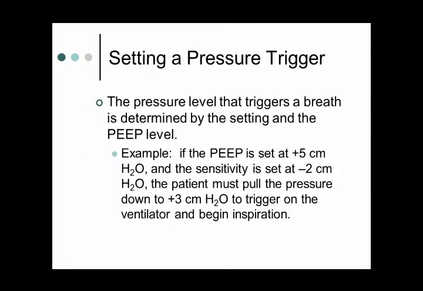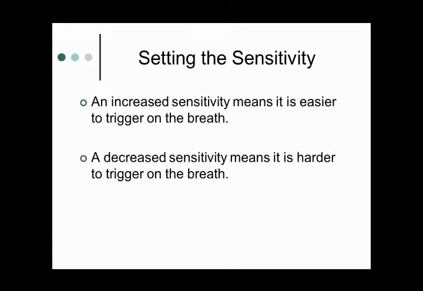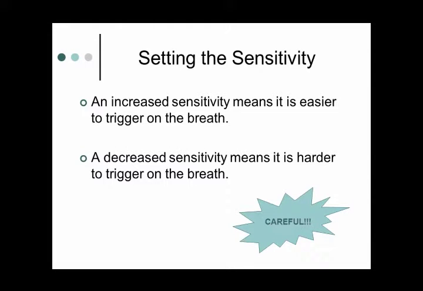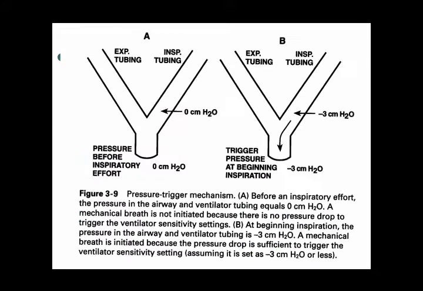This is a tricky one. An increased sensitivity means it's easier to turn on. So -1 is an increased sensitivity when compared to -2. The semantics on this suck. I know, not just on this, but pretty much everything. A decreased sensitivity means you're making it harder for them to breathe. I'm assuming that's the way Mary covered it.